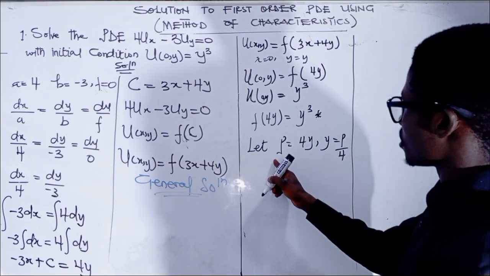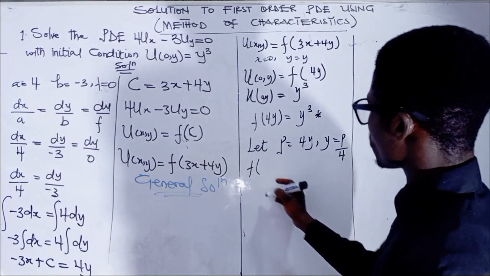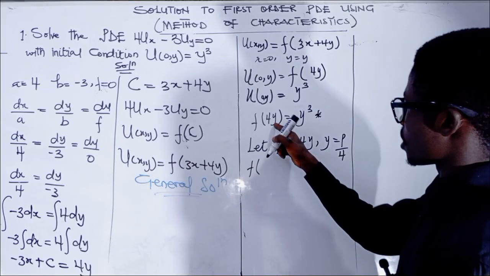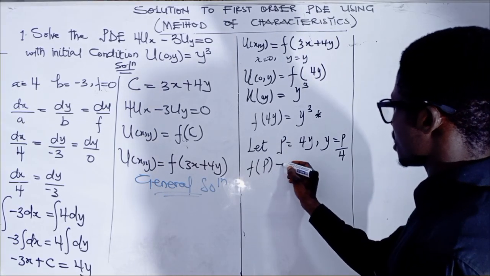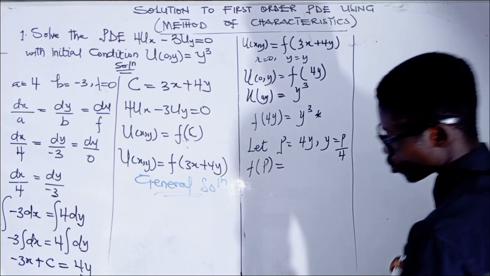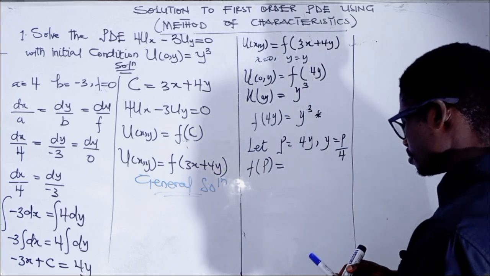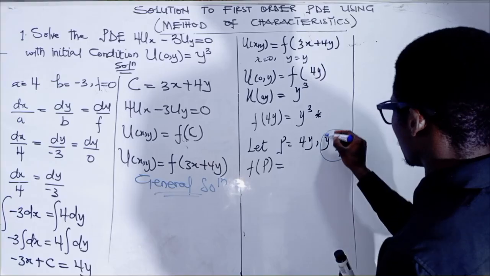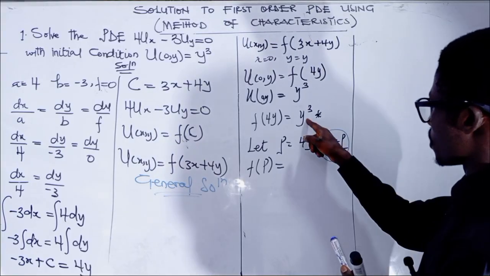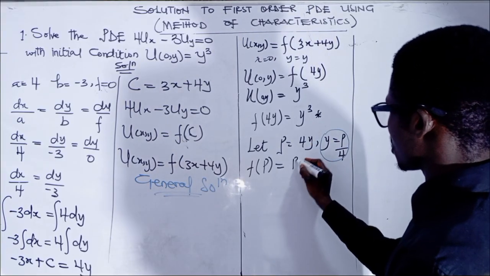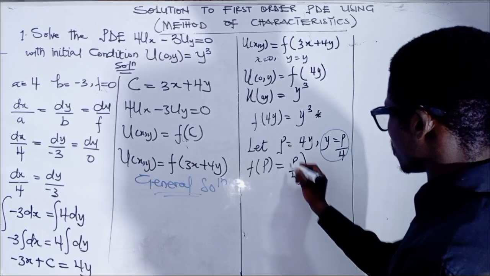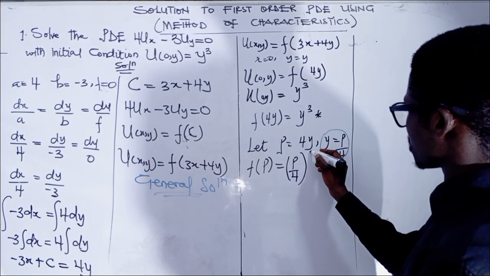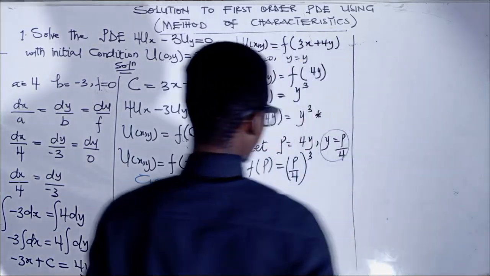Now once we have this, we substitute this into this equation. So we are going to have f of p, since we are saying that p is equal to 4y, is equal to, and we are also saying that y is equal to p over 4. So we have p all over 4, and all of this is raised to the power of 3. Let me stand here so that I can write very well.